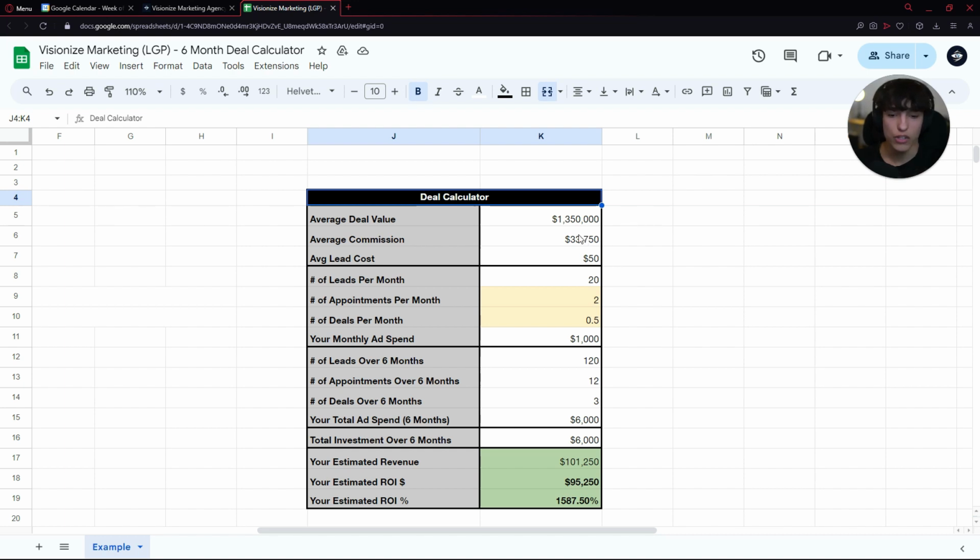you're still going to be wildly profitable despite the higher lead costs because your average commission is so much higher. So even though over 6 months, you may only get 3 deals, the commission on those deals is so much higher that your ROI is going to be 1,500% or $95,000 profit on $101,000 of revenue. Now, I hope all this is making sense to you guys.